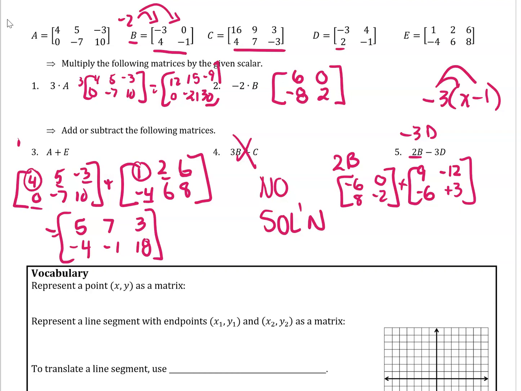So now we're going to do the addition. We're going to add each corresponding element. Negative 6 plus positive 9 is positive 3. 0 plus negative 12 is negative 12. 8 plus negative 6 is 2. Negative 2 plus 3 is 1. So here's our solution.